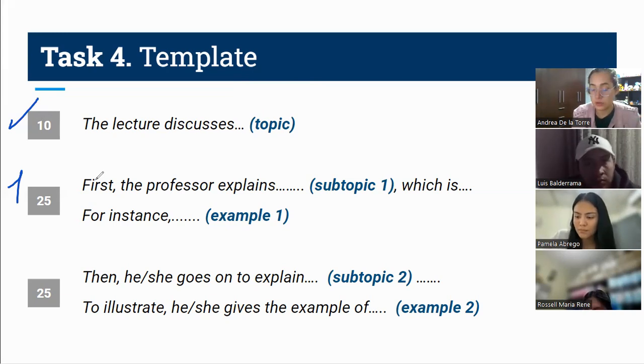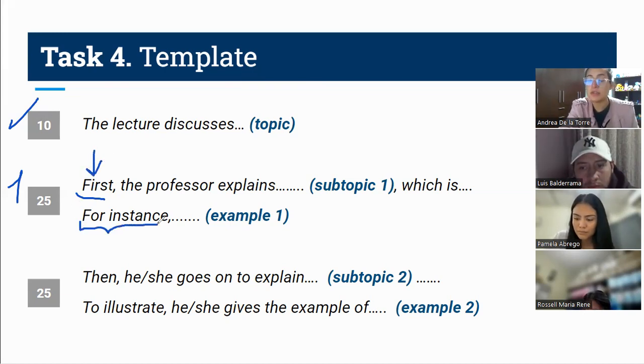By using transitions. So in order to introduce the first subtopic, you will say first, or to start, to begin with, whatever transition you want, but you need to have a transition. To give the example, you will say, for example, for instance, to illustrate, to exemplify, whatever you want, but you need a transition. To move on to the next subtopic, you need a transition word. You can say furthermore, moreover, plus, besides, also, then, whatever you want. Then you need another transition for the second example.